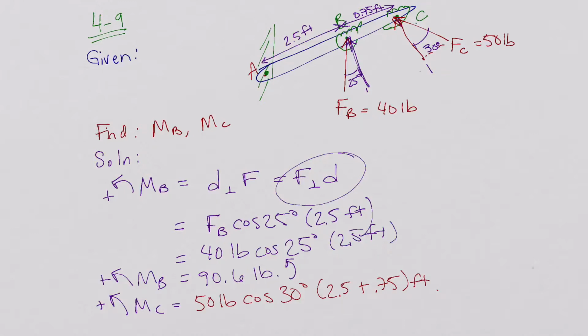I just noticed this is pounds times feet, which should have been the units for the moment about B. And for the moment about C, if we multiply that out, we get 140 or 141 pound feet. So the moment of C coming out of the board is positive. This is a positive one, so it's 141 pound feet, and it's going around this way. So that's the answer for this one.